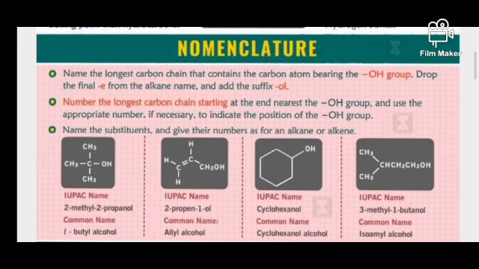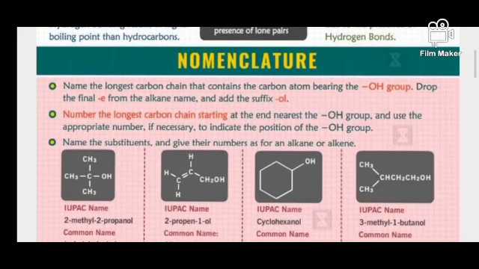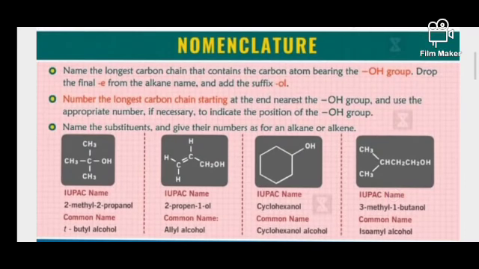After that, the nomenclature. While we discuss the nomenclature, the important thing is that the carbon atom has the OH group. And when we are naming the alcohol, we remove the final e from the alkane and add the suffix ol. That means while naming, suppose two carbons are present, then we take it as ethanol. While three carbons are present, we can say propanol.